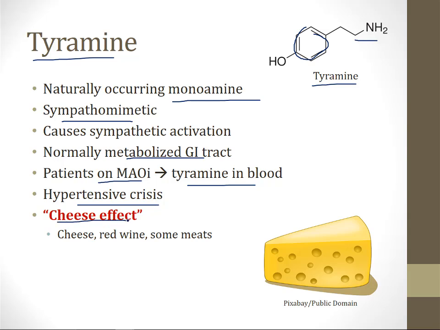And this was called the cheese effect because there's lots of tyramine in cheese. There's also tyramine in red wine and some meats. So the classic scenario that you may still see in your board exams is a patient on a MAO inhibitor who goes out to dinner and has pizza and red wine and then comes in with hypertensive urgency. That patient is suffering from the cheese effect, and the cause is tyramine that was present in the food.